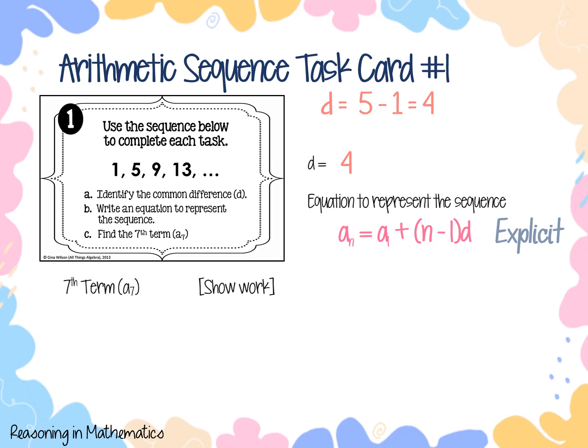Let's do an explicit formula. Let's plug in our values. A sub 1 is 1. That's our initial term. And d is 4. That's our common difference. Let's simplify this by distributing that 4. So if we distribute the 4 to the n minus 1, we get 4n minus 4, combine like terms. And there is our simplified explicit formula to find any term in the sequence.